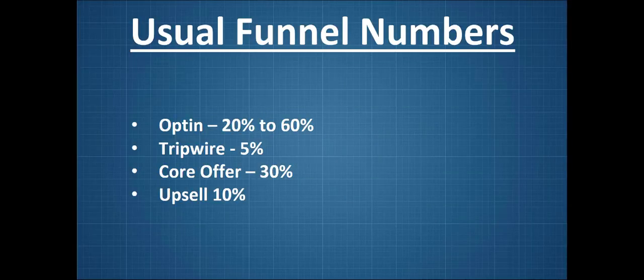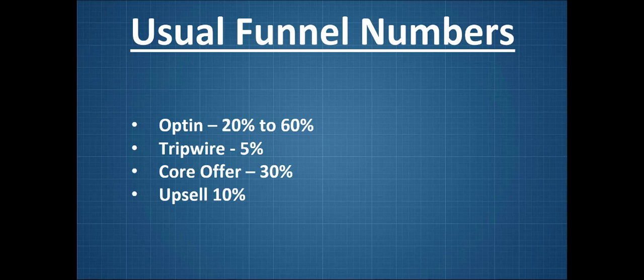So if we look at the usual funnel numbers, these are results that I've got in the past, compiled with what experts say you should get when you have a sales funnel set up. As far as opt-in, that's referring to some type of landing page where you've got an exchange for some type of lead magnet. People will throw in their email address, and I've had those range anywhere from 20% up to 60%. But usually you want to hit double digits for sure as far as the conversion rate on the landing page, and 20 is a good baseline to start at.